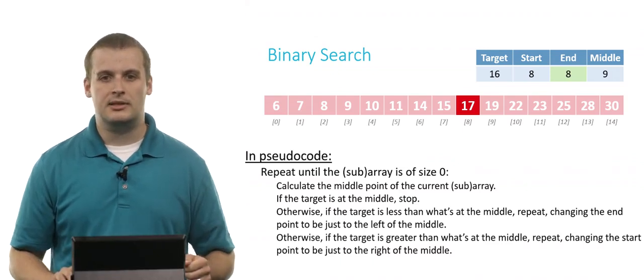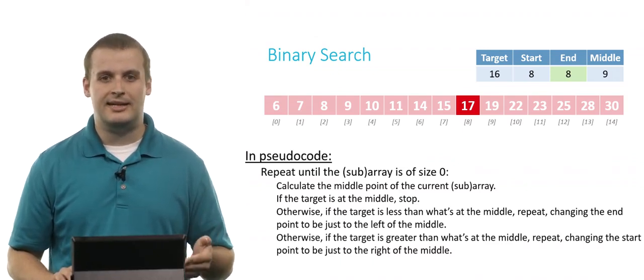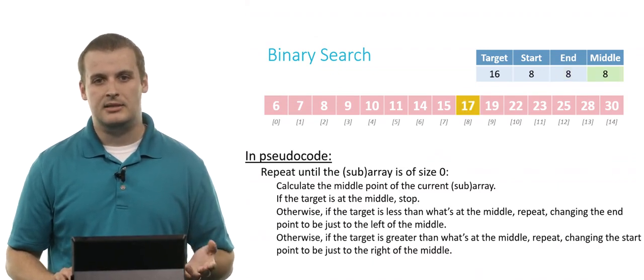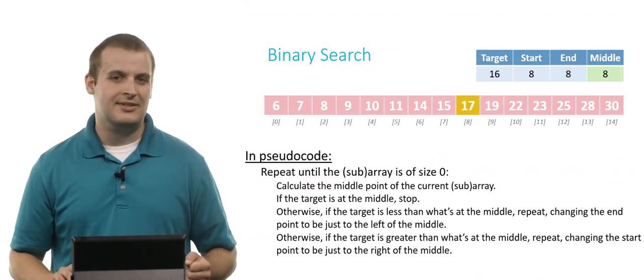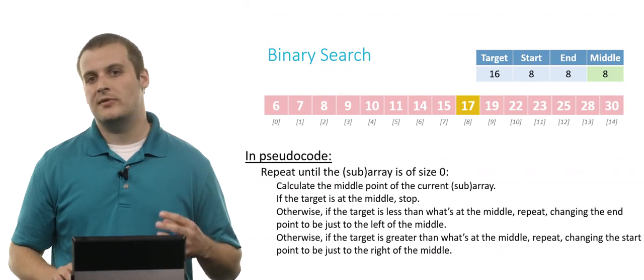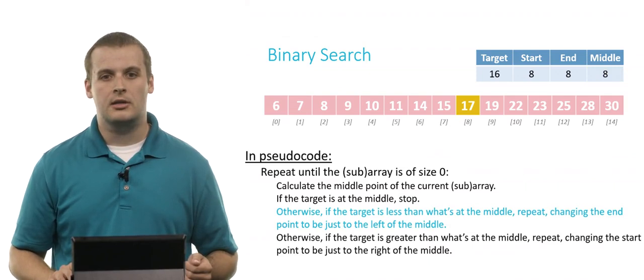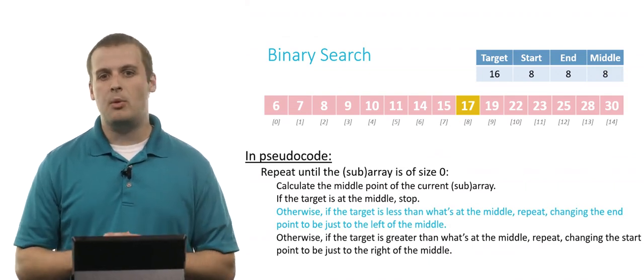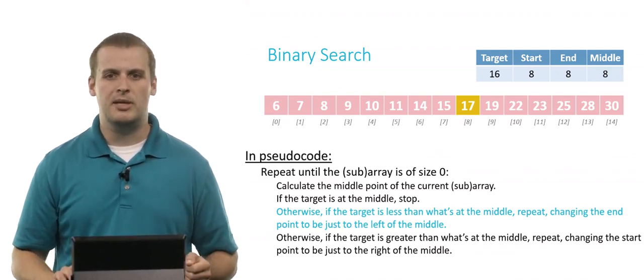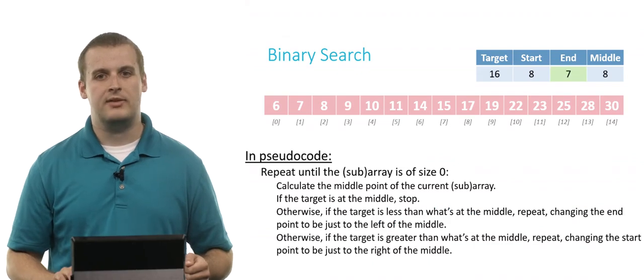What's the midpoint of this array? Well, it starts at 8. It ends at 8. The midpoint is 8. Is that what we're looking for? Are we looking for 17? No, we're looking for 16. So if it exists in the array, it must exist somewhere to the left of where we currently are. So what are we going to do? Well, we'll set the end point to be just to the left of the current midpoint. So we'll change the end point to 7.